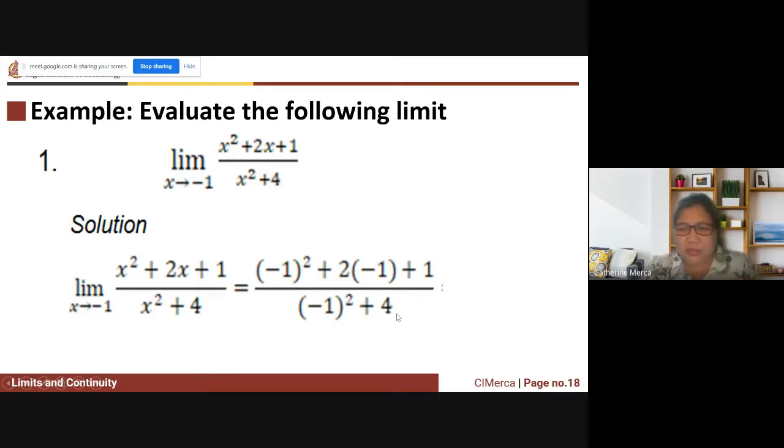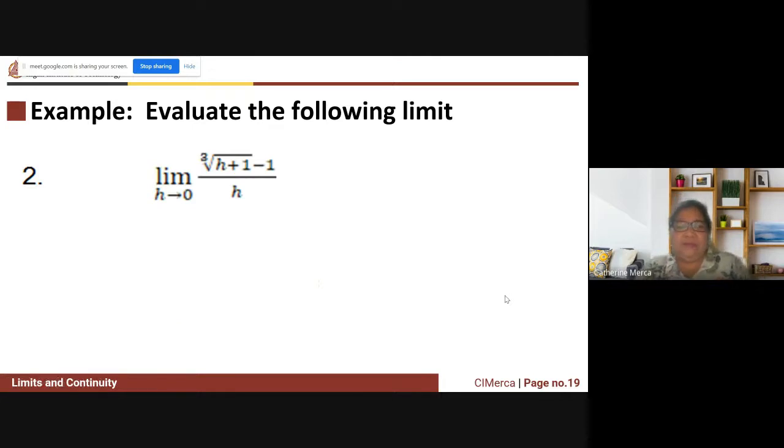Okay? So, that should give us, negative 1 squared is 1. 2 times negative 1 is negative 2. Plus 1 man. So, 1 plus 1, then minus 2, it will give you 0. So, on the other hand, sa ubos, you have negative 1 squared is positive 1 plus 4. That gives you 5. So, this function here has a limit when x approaches negative 1 equal to 0. How about example number 2?